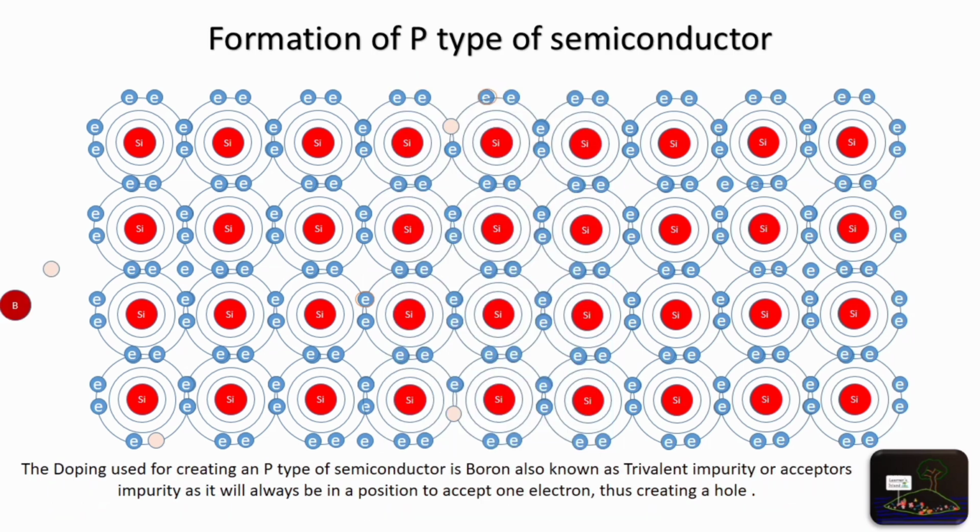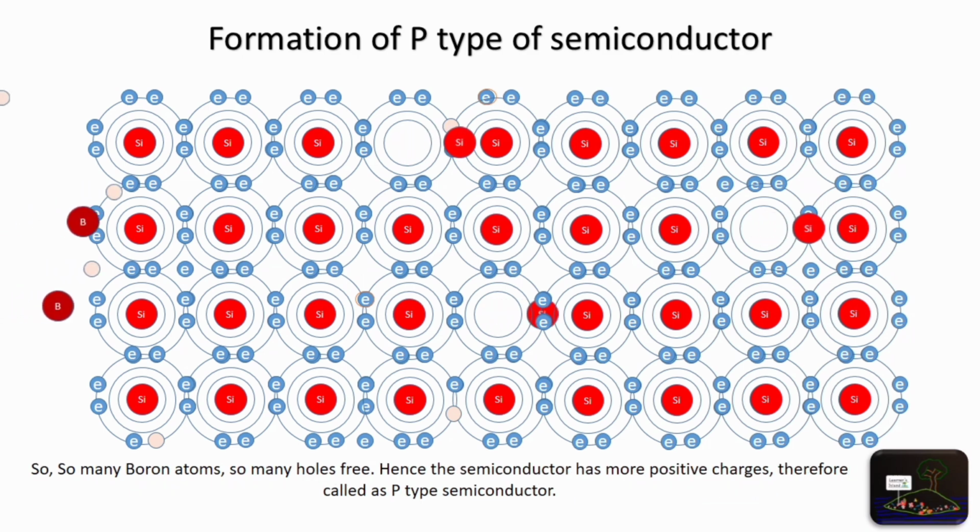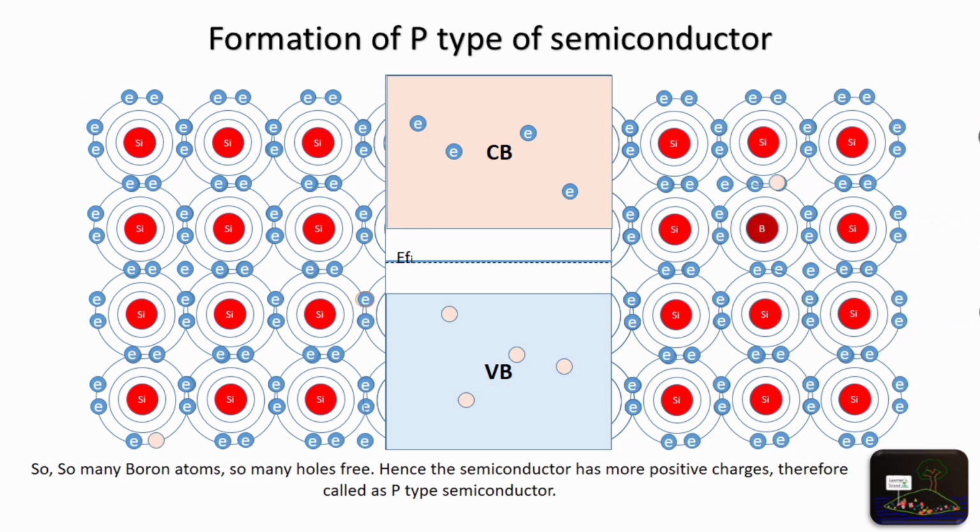The doping used for creating a P-type semiconductor is boron, also known as trivalent impurity or acceptor impurity, as it will always be in a position to accept one electron, thus creating a hole. So many boron atoms, so many holes free. Hence the semiconductor has more positive charges, therefore it is called P-type semiconductor. Here, the Fermi energy level, EFP, shifts toward the valence band.